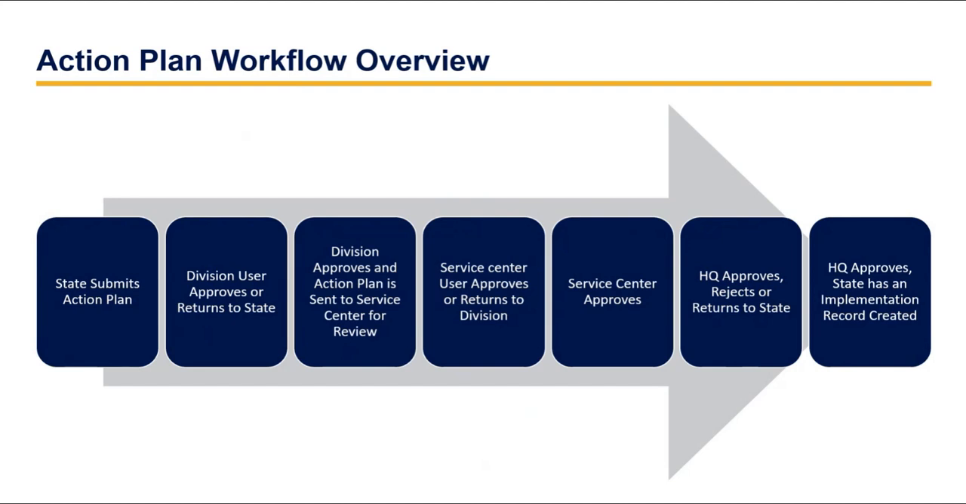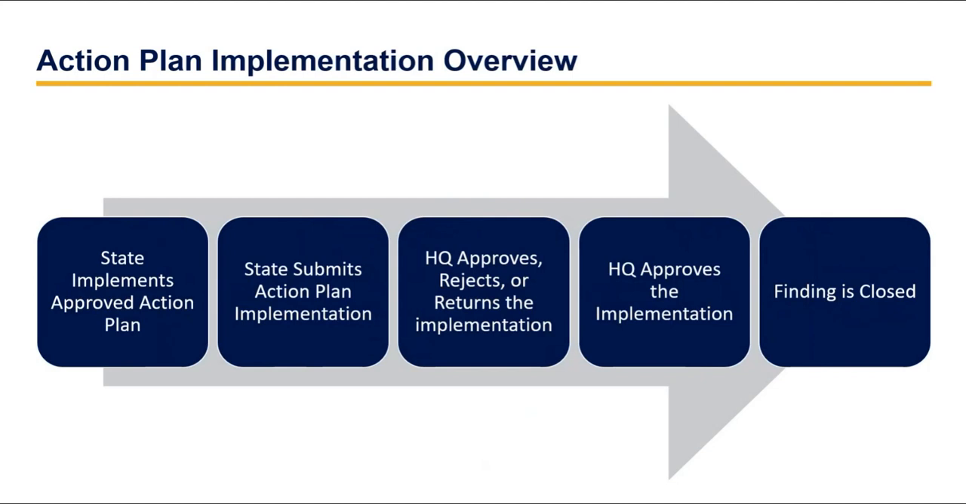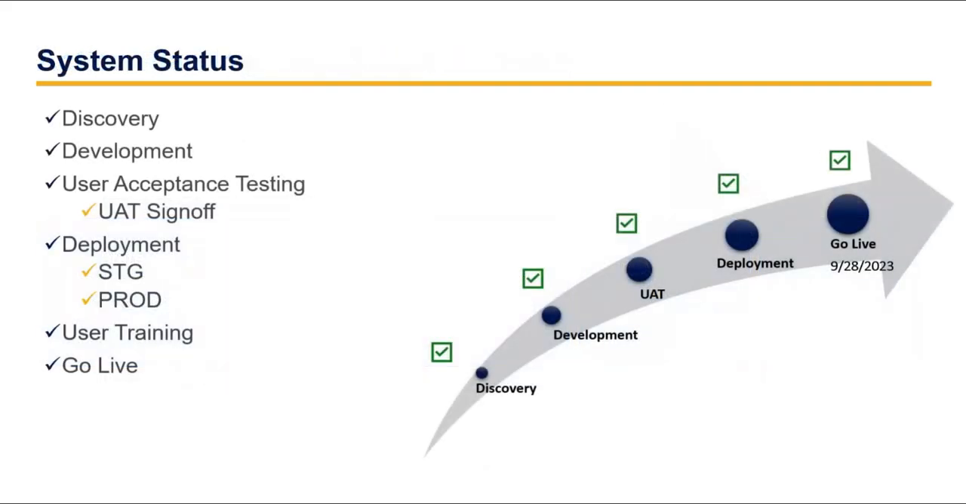Once HQ approves, the state has an implementation record created. The state can implement the approved action plan. State submits action plan implementation. HQ approves or returns or rejects that implementation. Once HQ approves the implementation, the finding is closed.